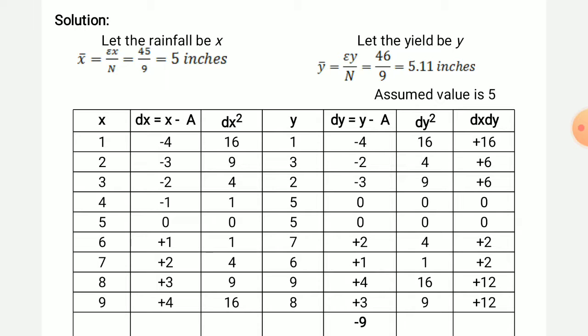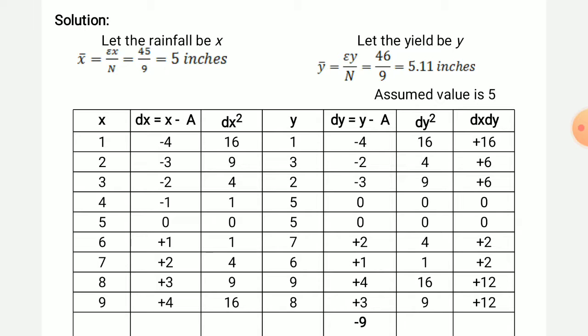Now make the square of dy, dy square. Minus 4 into minus 4, minus into minus plus, 4 4s are 16. Minus 2 whole square means 4. Minus 3 whole square plus 9, 0 0, plus 2 whole square 4, plus 1 1, 4 whole square 16, 3 square 9.